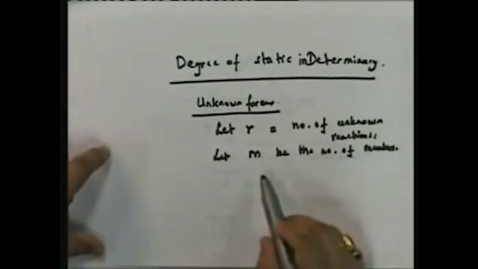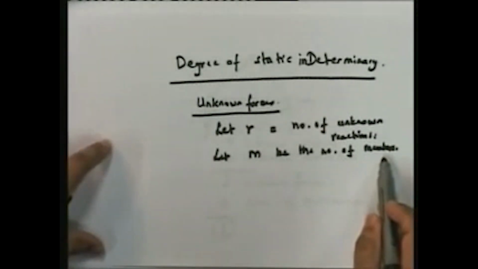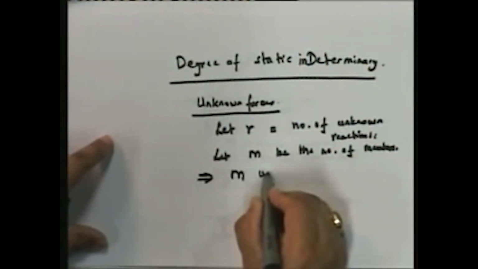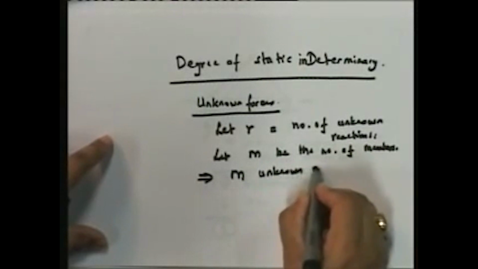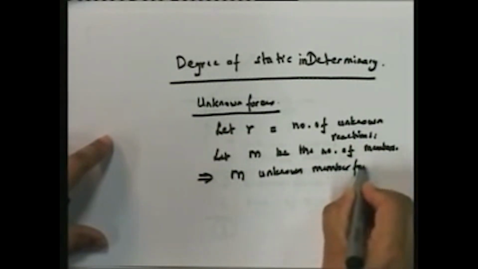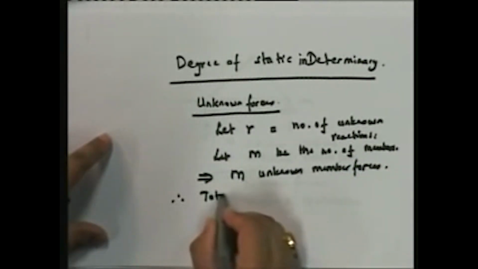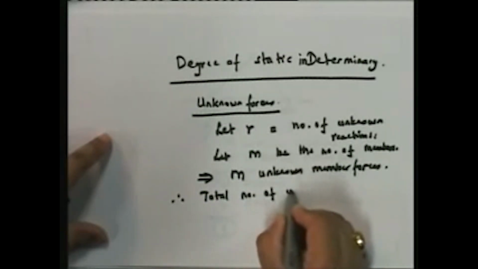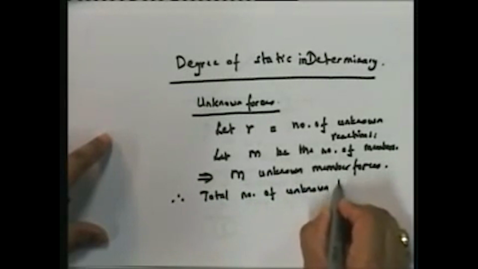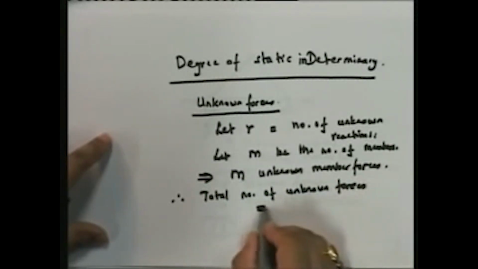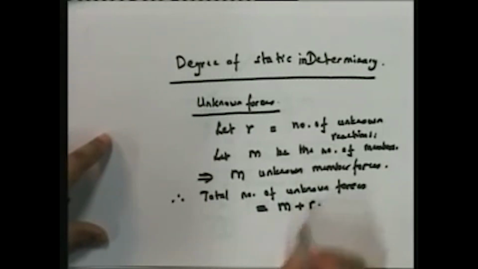Now note, if M is the number of members, each member has one unknown member force. Therefore, when you have M number of members, it implies that you have M unknown member forces. So therefore, the total number of unknown forces is equal to M plus R.